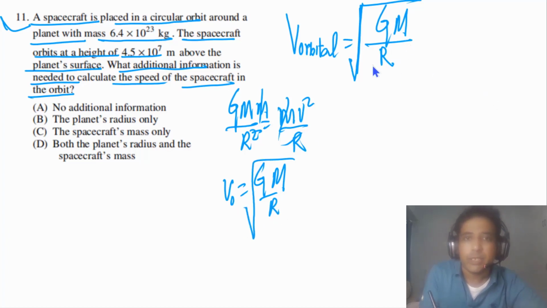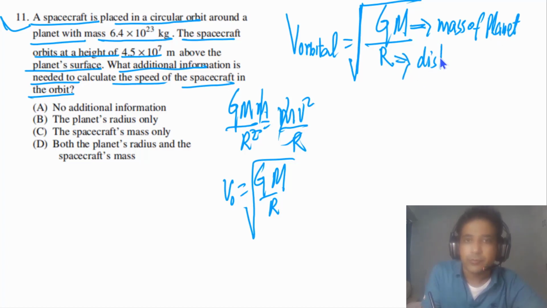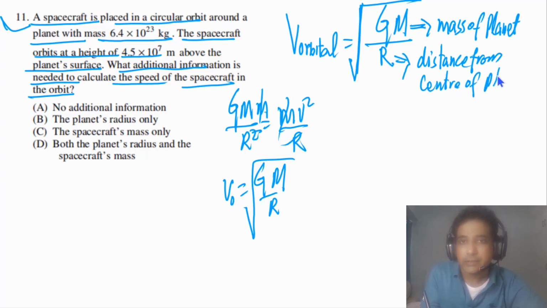But you need to understand the meaning of this symbol. G is the universal gravitational constant, and capital M is the mass of the planet, and r is the distance from the center of the planet. So r is the distance from the center of the planet, not the radius of the planet.